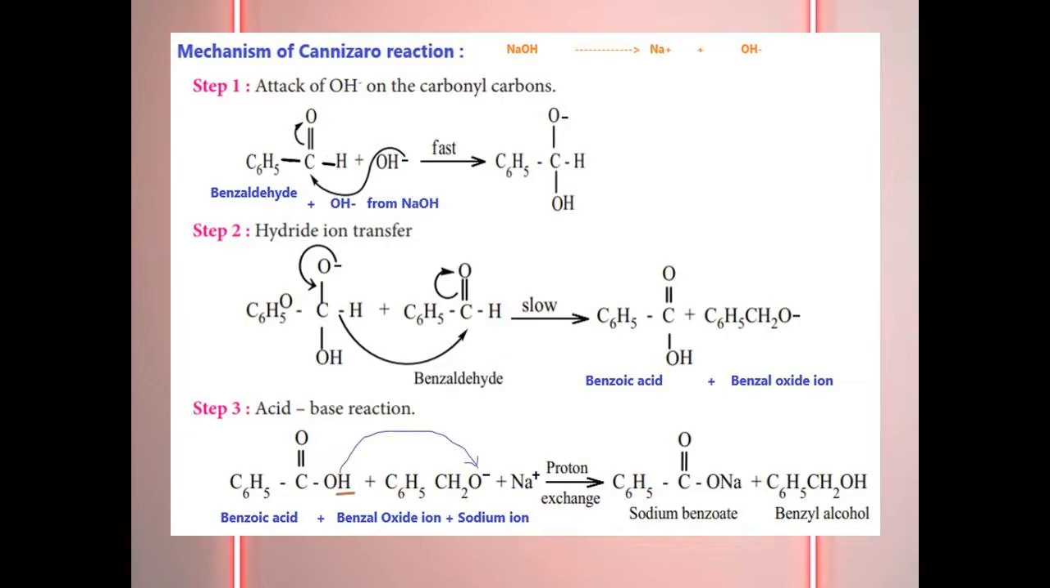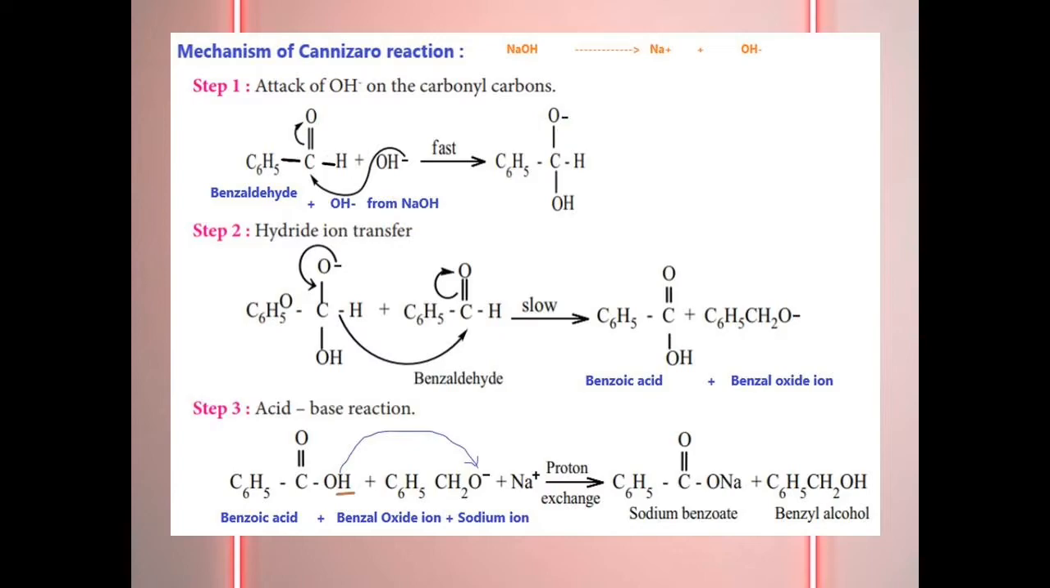Next, the mechanism of Cannizzaro reaction. Here, first of all, sodium hydroxide splits into Na plus and OH minus. In step 1, the OH minus from the sodium hydroxide attacks the benzaldehyde, indicated by that arrow mark. The OH minus first attacks the carbon of benzaldehyde, then the double bond electrons go to oxygen, so that we get one compound. That compound contains oxygen with minus character.